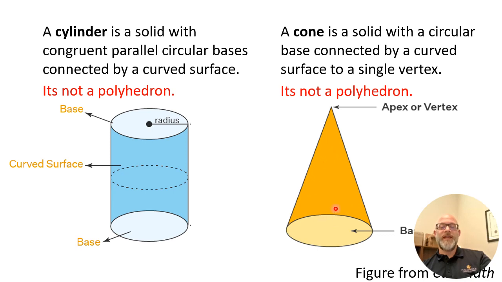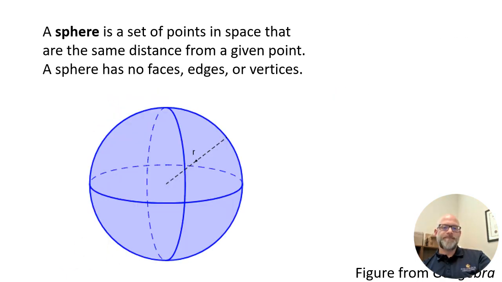Likewise, if you took a pyramid, like a triangular base, and then a pyramid with a square base, and a pyramid with an octagonal base, and you just keep going, so you have more and more sides. You have an infinite number of sides that eventually becomes a cone. Interesting. But a cylinder and a cone are not polyhedrons. A sphere is a set of points in space that are the same distance from the center point. A sphere has no faces, edges, or vertices. Definitely not a polyhedron.